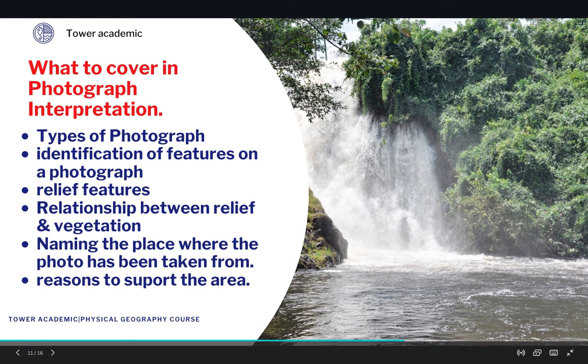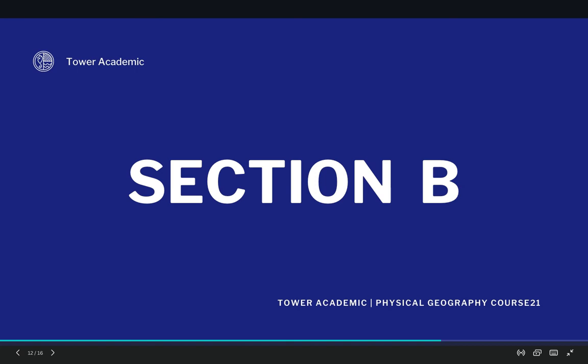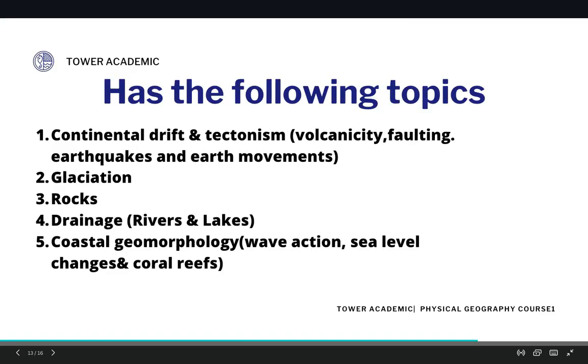But what is important here is that we get to know how these questions are set, such that we first get the idea. Then as we cover the other sections B and C, we shall do a bit of revision. Then we also give reasons for supporting our answer. So that's basically what we need to do there.